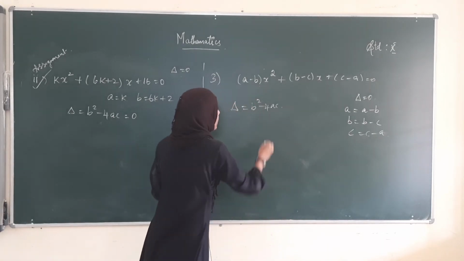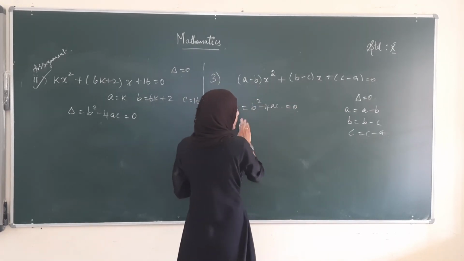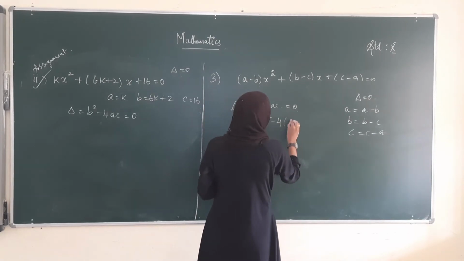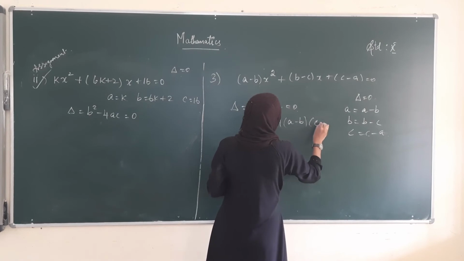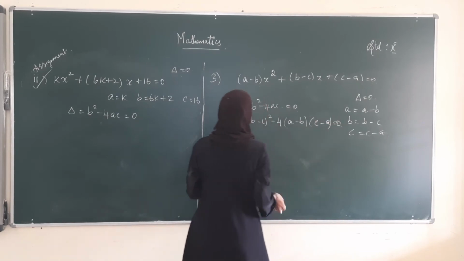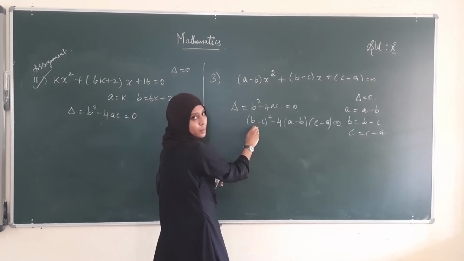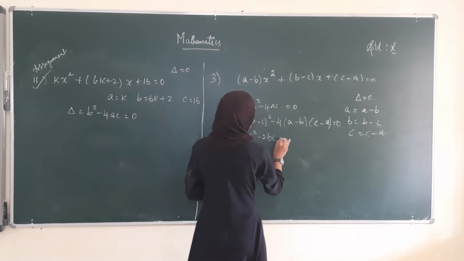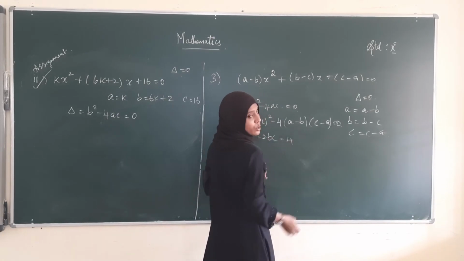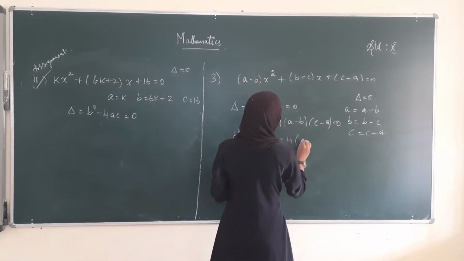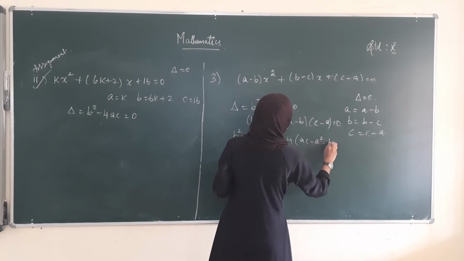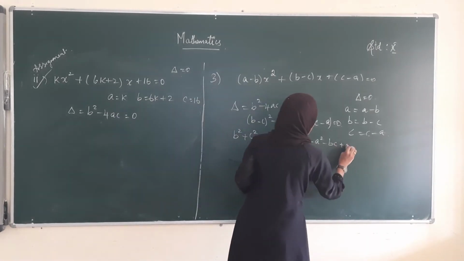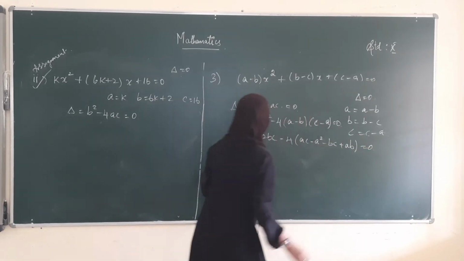Shall we substitute here? This is equal to 0. B square, that is (B minus C) the whole square, minus 4 into A's value, A minus B, and C's value, C minus A, should be equal to 0. Now expand the (B minus C) whole square formula: B square plus C square minus 2BC, minus 4 into, you have to multiply these two terms, (A minus B) into (C minus A), that is AC minus A square minus BC, plus minus A into minus B, it becomes plus AB. This is equal to 0.